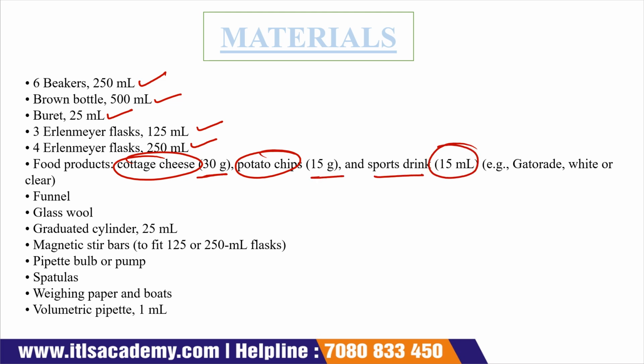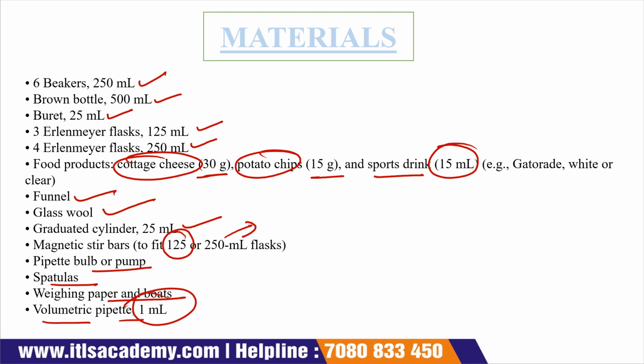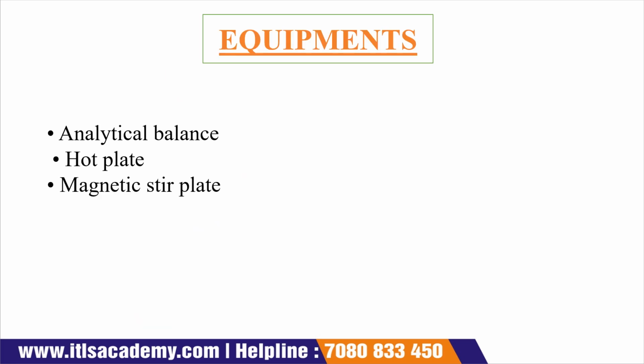15 ml. Then we required a funnel, glass wool, a graduated cylinder of 25 ml, a magnetic stir bar which fits the flask, either the 125 ml or the 250 ml flask, a pipette bulb or a pump, a spatula, weighing paper and board, and a volumetric pipette of 1 ml. Now the next one is the equipment required for this experiment. We required three equipments: one is the analytical balance, then a hot plate, then a magnetic stir plate.